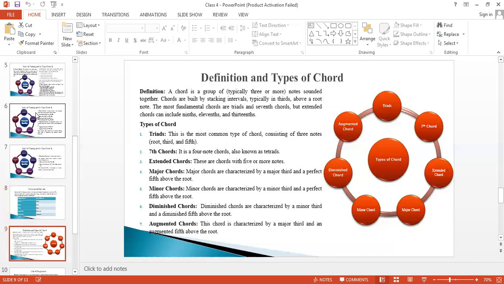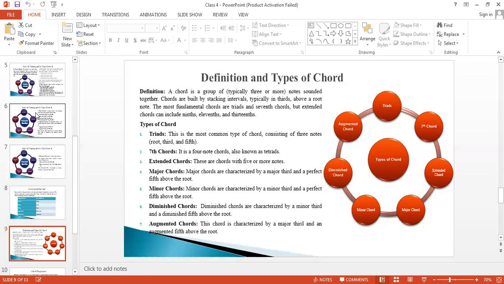Chord. A chord is a group of typically 3 or more notes sounding together. Chords are built by stacking intervals. You stack intervals, typically in thirds, about a root note. The most fundamental chords are triads and seventh chords, but extended chords can include 9ths, 11ths, and 13ths.